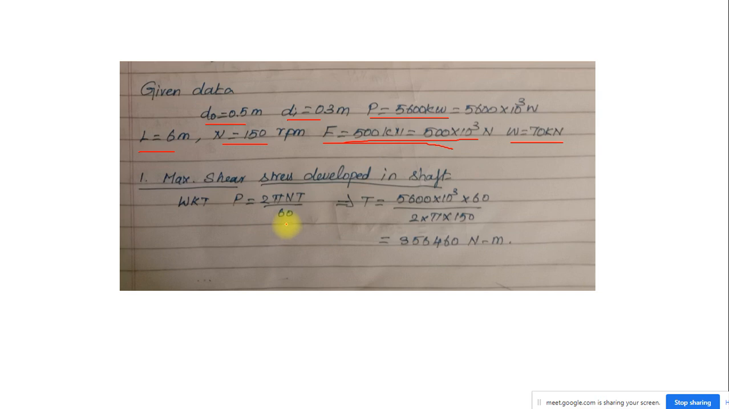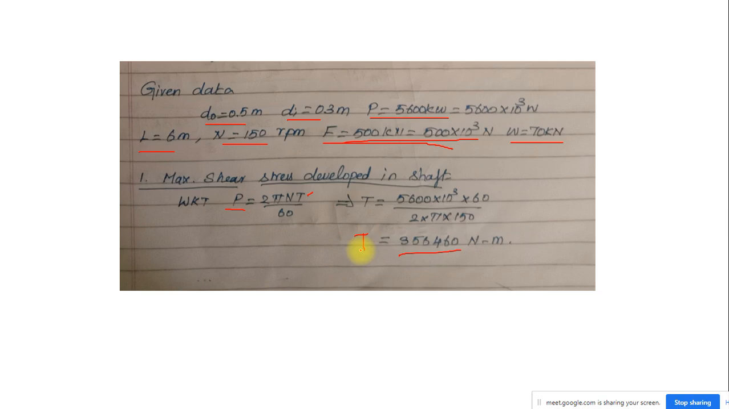I know the formula for power, 2 pi NT divided by 60. If I substitute this power in watts, the torque I get is in newton meter. So I have substituted all the values: power into 60 divided by 2 pi into N, where N is 150. I can get the torque value. This is the torque value.